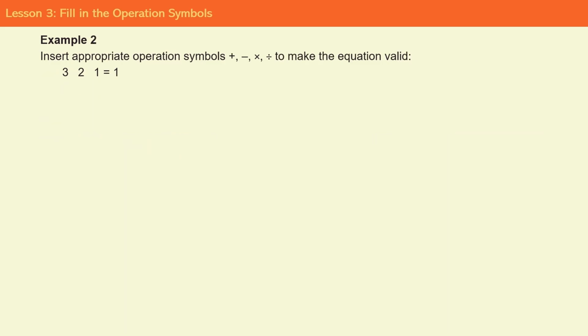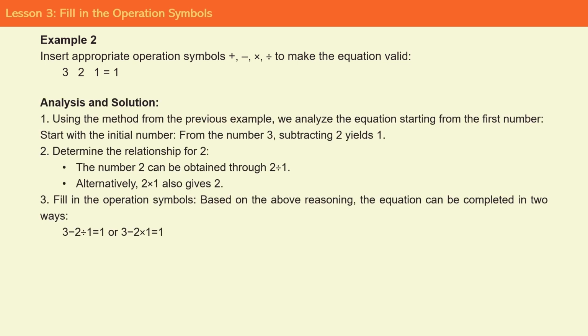Example 2. Insert appropriate operation symbols, plus, minus, times, divided by to make the following equation valid. First, using the method from the previous example, we analyze the equation starting from the first number. Start with the initial number, from the number 3, subtracting 2 yields 1. Second, determine the relationship for 2, the number 2 can be obtained through 2 divided by 1. Alternatively, 2 times 1 also gives 2.